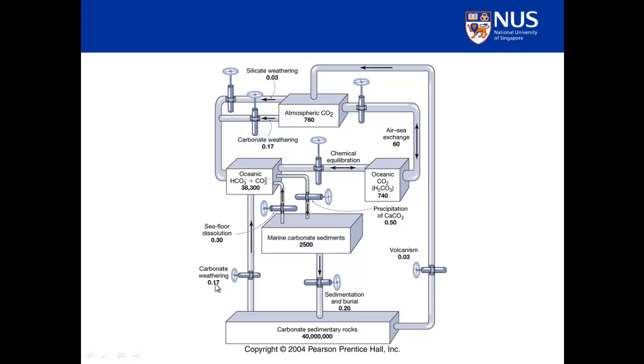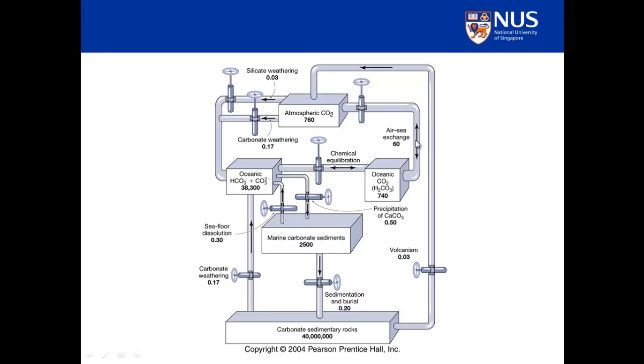Here we have the carbonate weathering that amounts to 0.17 gigatons of carbon per year, which is converting the carbon in carbonate sedimentary rocks again into the oceanic ionic carbon reservoirs. Over here we have something a little bit more complicated.